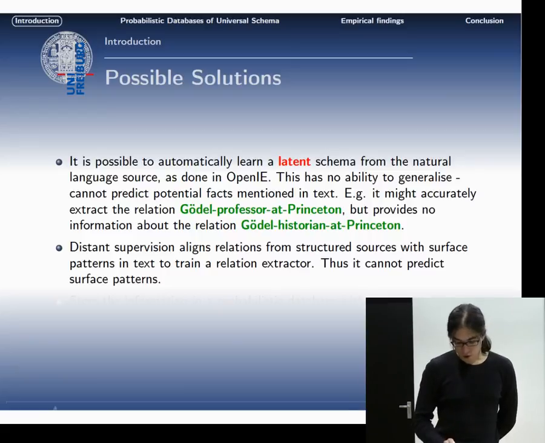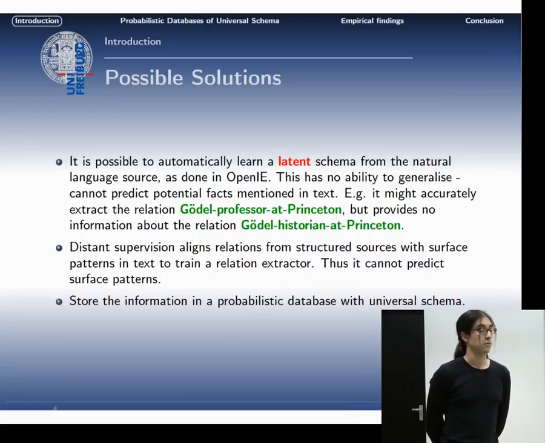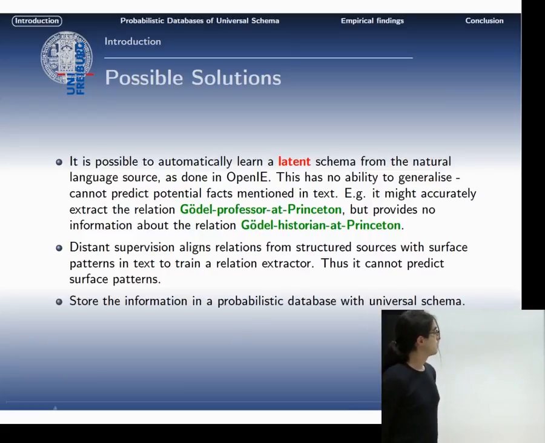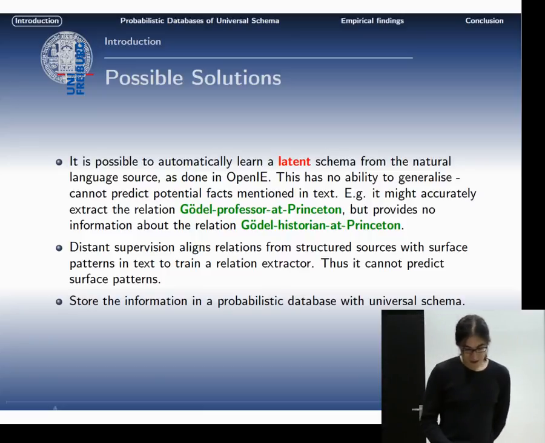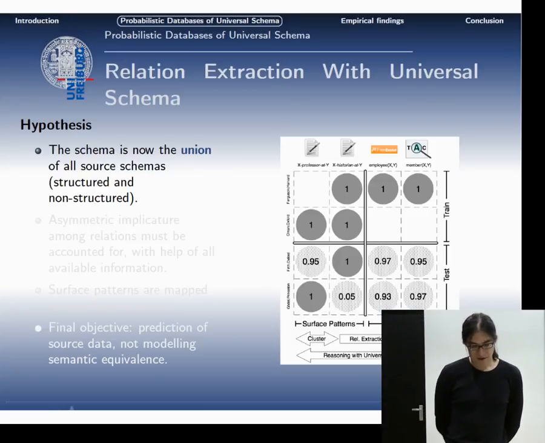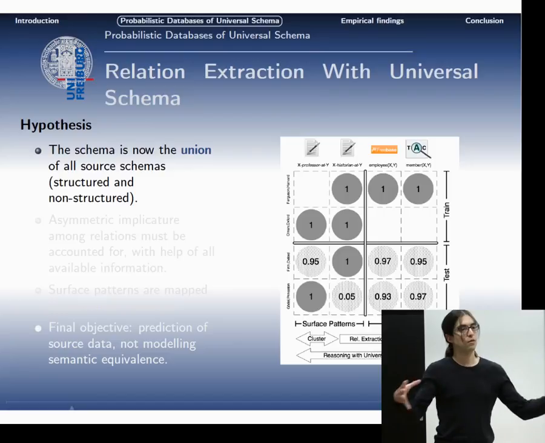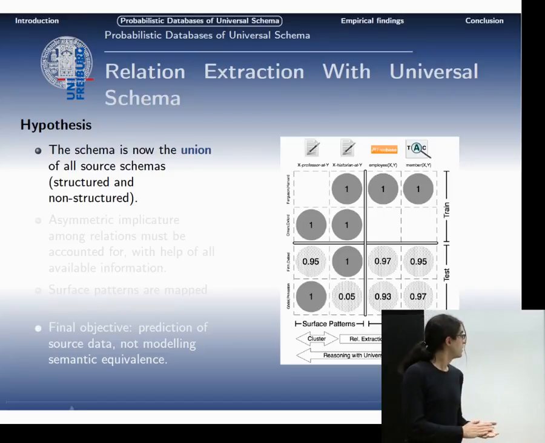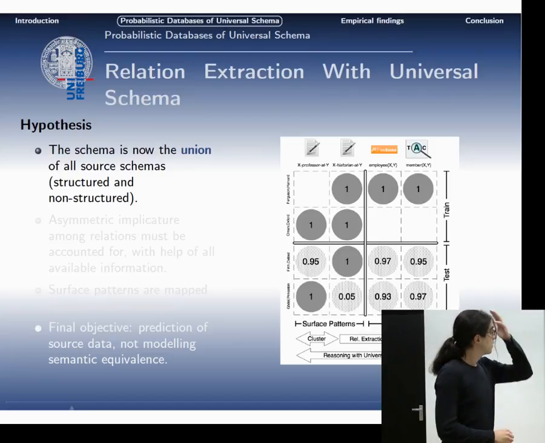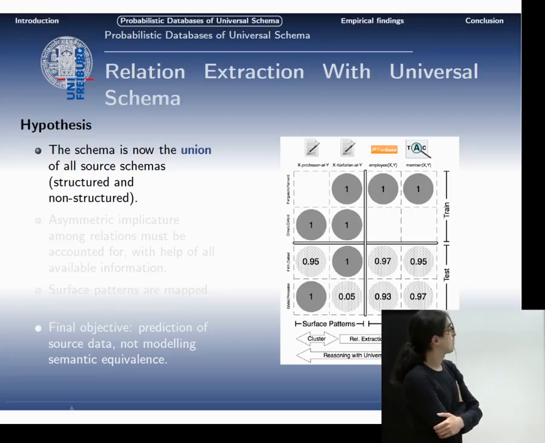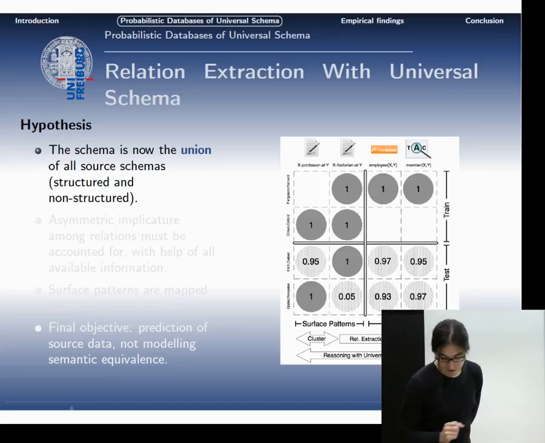Then the solution presented in this paper, the paper I read, is to simply store all the information available in a probabilistic database with universal schema, which is basically to take a union of all the schemas in our source information and construct a probabilistic database, as we can see in this image, which might not be so clear right now. So let me try to explain it.